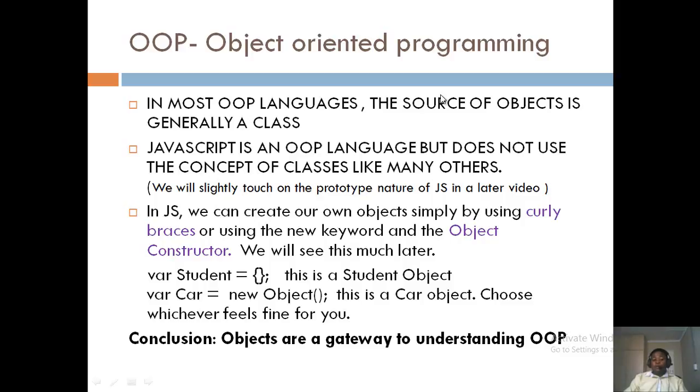In conclusion, objects are a gateway to understanding OOP, or object-oriented programming. In the next video, we are going to take a look at arrays as objects and how we can reuse the array object and access its methods and properties.